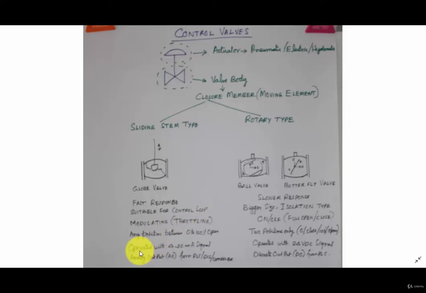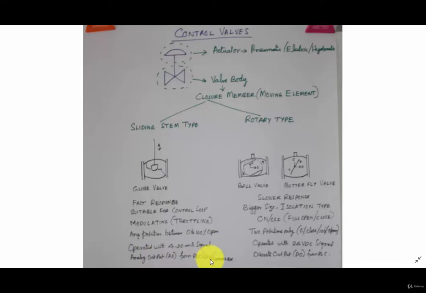It is operated with a 4 to 20 milliamp signal. As we discussed earlier, the controller output is 4 to 20 milliamperes. It is an analog output, AO, from a PLC or DCS or any other controller. So it is an analog output from the system.